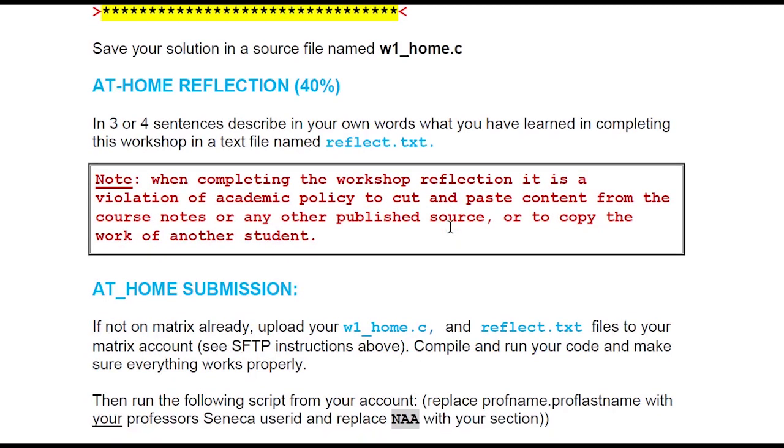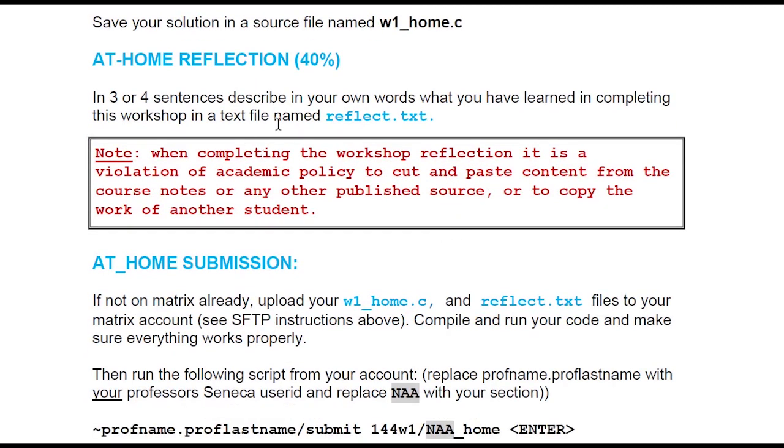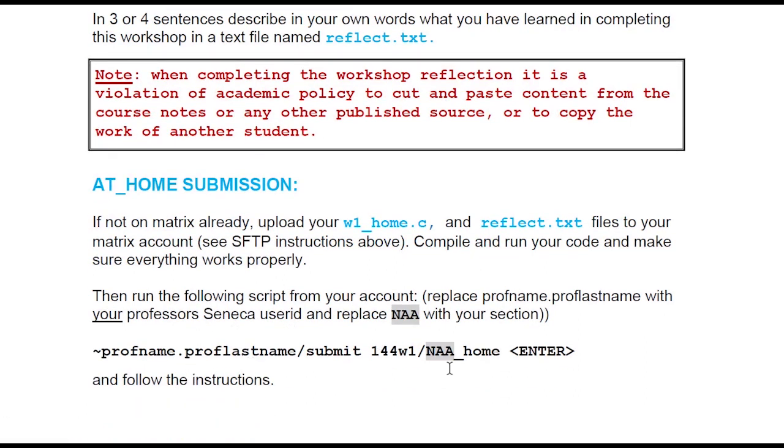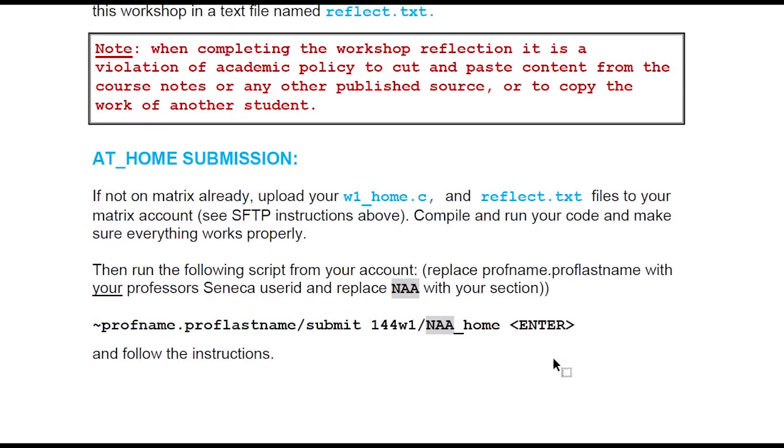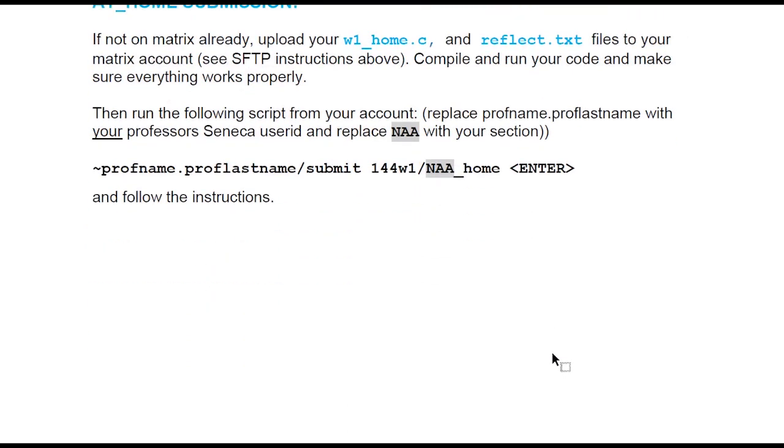Now, you also have a reflection where you're supposed to write 3 to 4 sentences to describe what you learned in completing this workshop. Put it in a document called reflect.txt. This is not a word processing document. It's just a thing built with Notepad or some other plain text editor. You put that in the same directory with ws1 home.c, and then you do a submission like you did before, but this time you say it's your section_home, and that will run your program, and if it's correct, it will accept your submission.